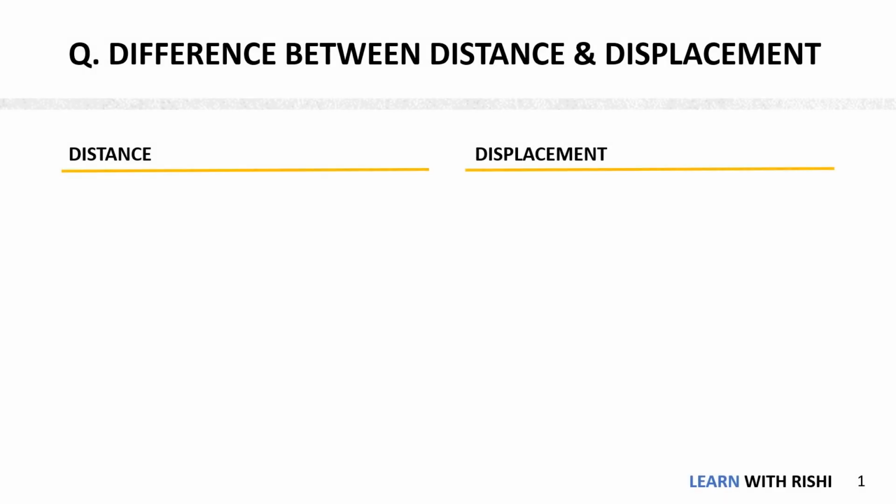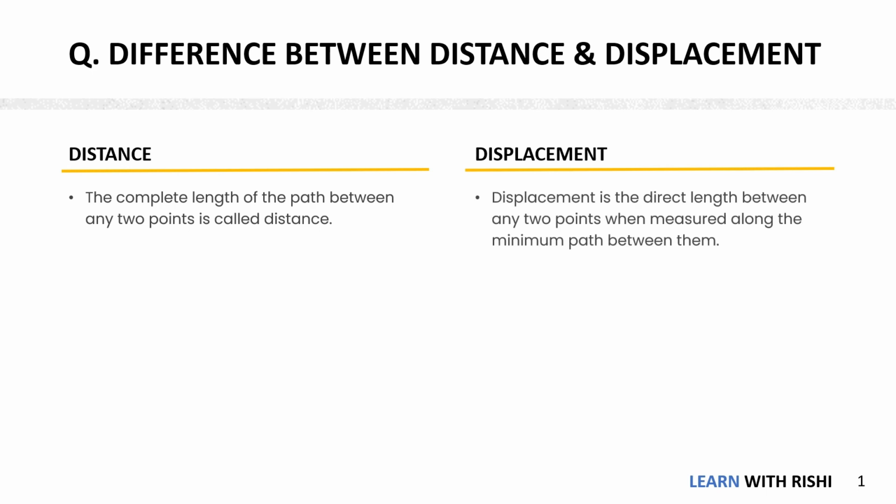Let us differentiate between distance and displacement. This is how we are going to present it in an examination. The first point will be the definition of distance and displacement. The complete length of path between any two points is called distance, and displacement is the direct length between any two points measured along the minimum path. You can mention any two points as the initial and the final points.